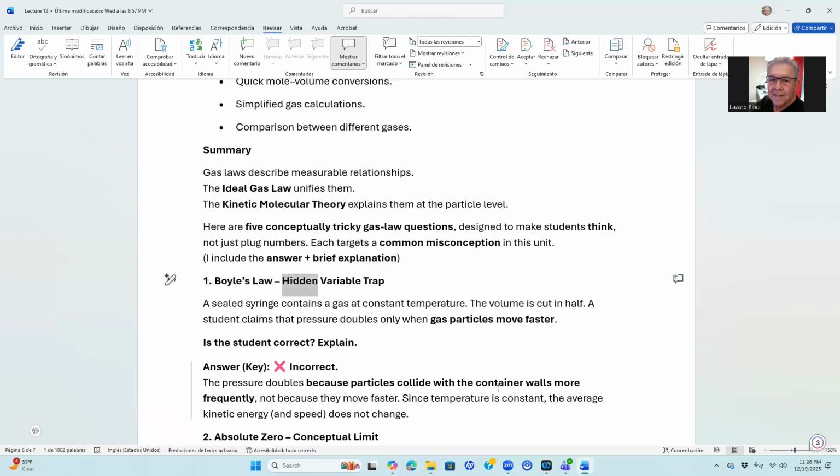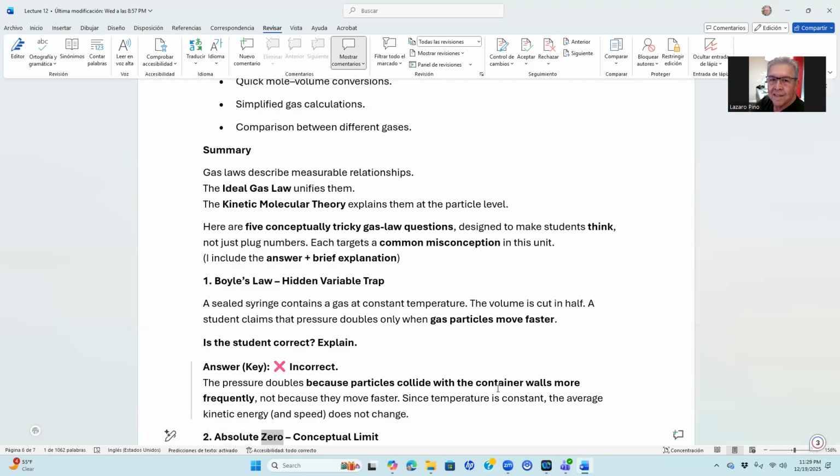1. Boyle's law, hidden variable trap. A sealed syringe contains a gas at constant temperature. The volume is cut in half. A student claims that pressure doubles only when gas particles move faster. Is the student correct? Explain. Answer: incorrect. The pressure doubles because particles collide with the container walls more frequently, not because they move faster. Since temperature is constant, the average kinetic energy and speed do not change.